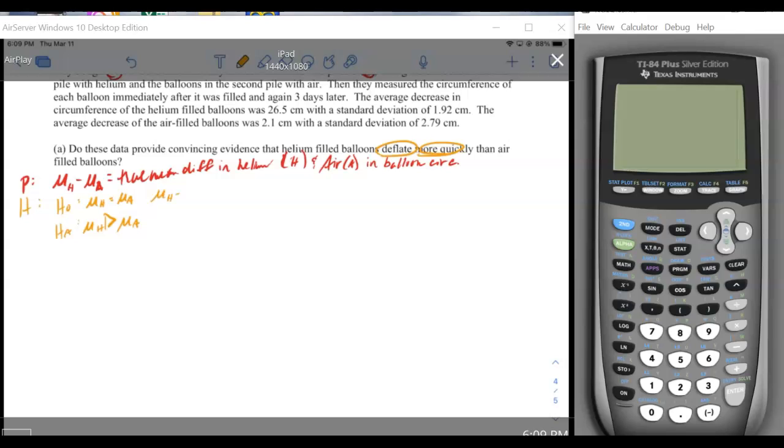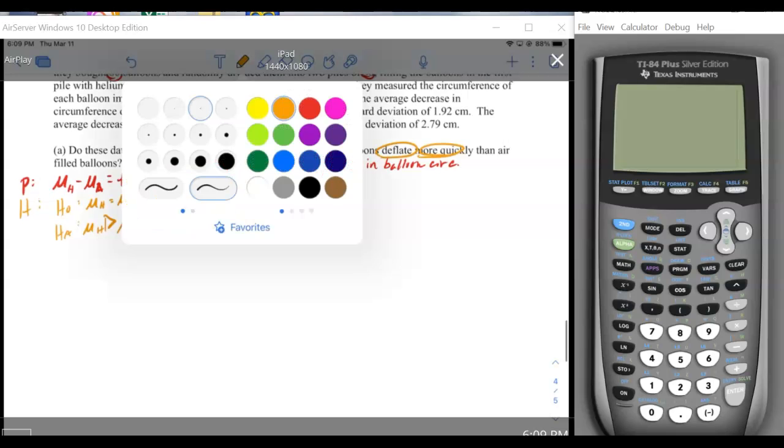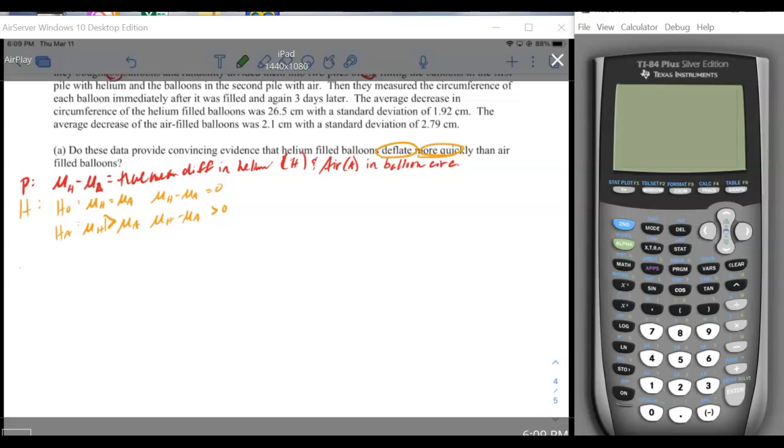Okay, so now I want to move them over. So I'm going to do H minus A is equal to 0, and then I'm going to do H minus A is greater than 0. Okay, next one we go on to is our assumptions.